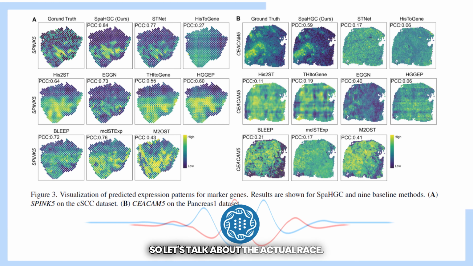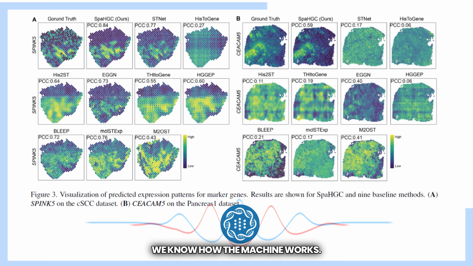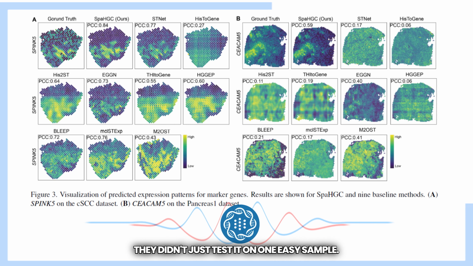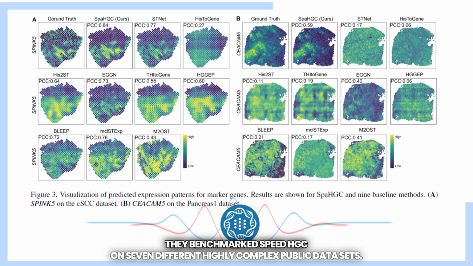Yeah. So let's talk about the actual race. We know how the machine works. We know the brutal way it trained. How well did it actually perform when they let it loose in the lab? The results are frankly quite staggering for this field. They didn't just test it on one easy sample. They benchmarked SpaHGC on 7 different highly complex public data sets.